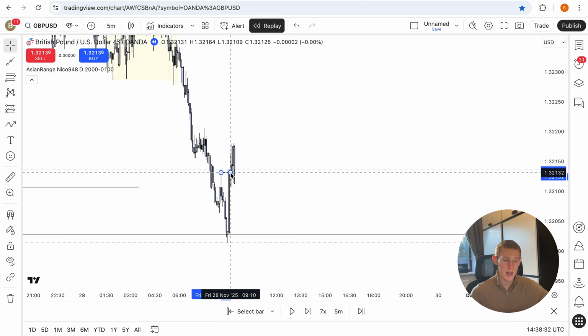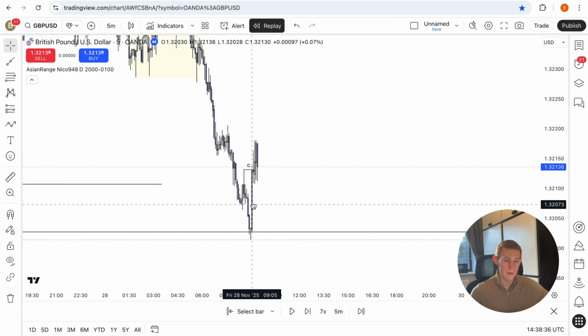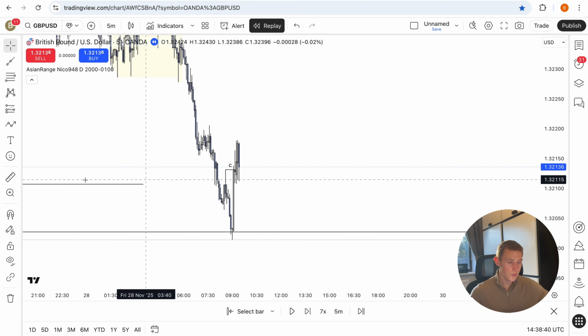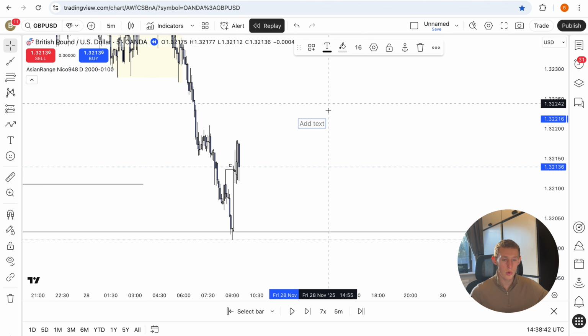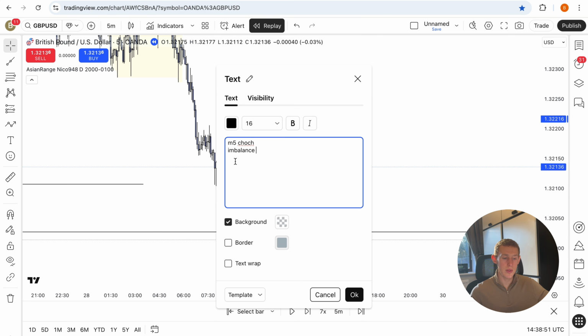Notice as well the very nice volume coming in here. Ideally for an A+ setup, this is what you want to see. Very clear volume coming in, but with clear imbalance created. Now in terms of the actual entry, all I'm looking for is the following. M5 change of character, imbalance, right? Just those two things. It's as simple as that. I'm not overcomplicating things. Like I said, I only want to see M5 change of character plus imbalance.